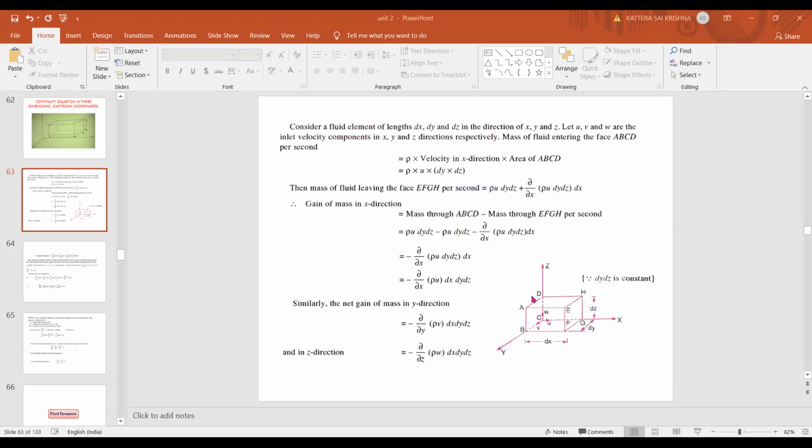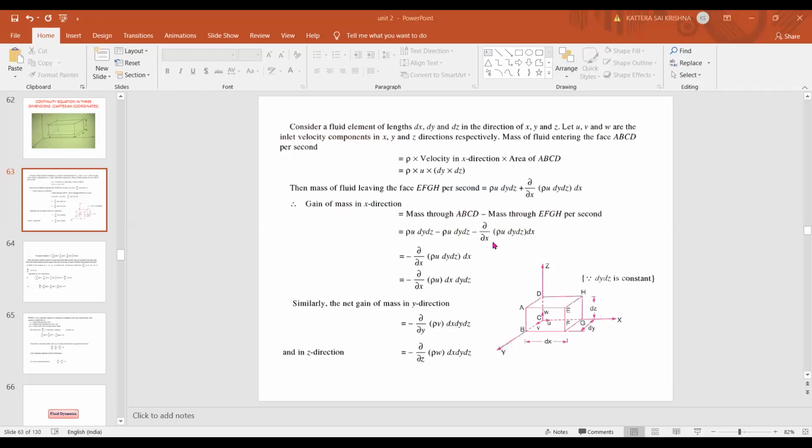Now what will we take? We'll take the mass of the fluid entering the face ABCD. We are assuming the fluid is entering in the x direction. First we need the mass of the fluid entering the ABCD face. As I already said, we need the mass flow rate, so the mass of fluid entering ABCD per second.